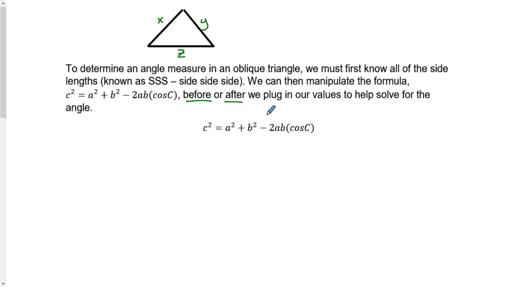Personally, I only give you this formula. I never give you the manipulated formula. You're old enough that you can manipulate an equation. But as an exercise, absolutely, we're going to manipulate it. We're going to practice how to manipulate an equation. So if we need to try and get the C by itself, we're going to have to get rid of everything that's not directly attached to it, which means I need to subtract my a squared and subtract my b squared from both sides.